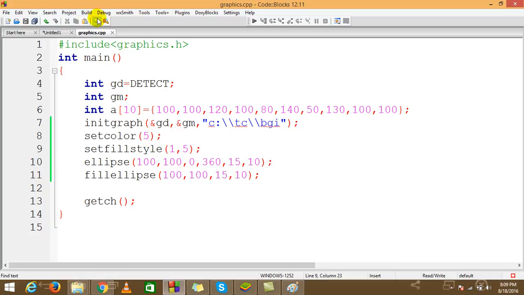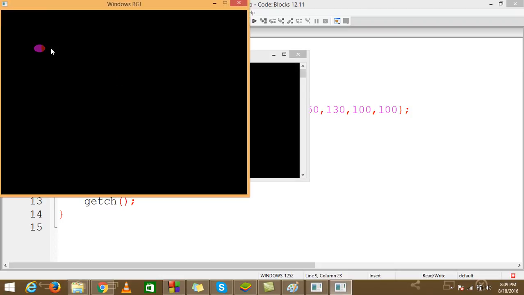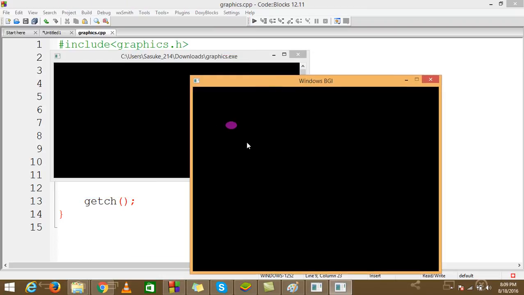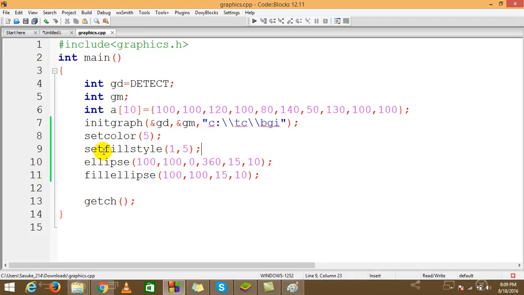Now we just compile our program. Yeah, now it is totally filled with the particular color. I think it is somewhat purple, so the value for purple is 5. We know that new thing. So it is now totally filled. In order to fill any graph, you need a function called setfillstyle, because here we are mentioning the styles. I'm going to show you more styles later on. Now we are just filling the color like that only in a particular style.